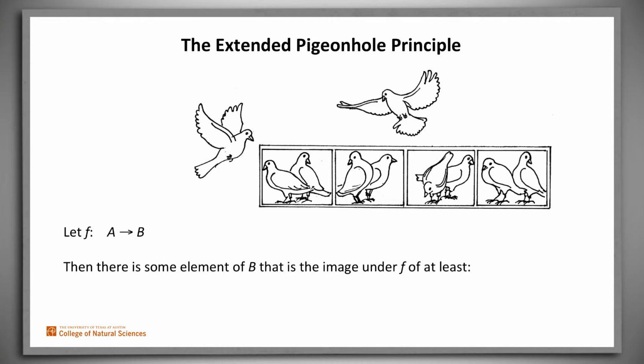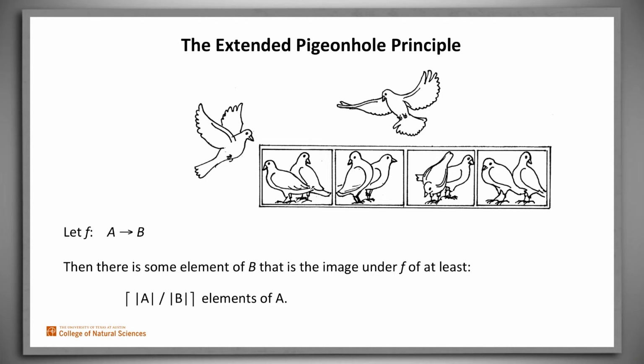Okay, now we can state the extended pigeonhole principle. Suppose that there's a function f that maps from A to B. What can we say about the crowding that we'll have to observe in B? To minimize the number of elements that are mapped to any one element of B, we should spread the elements of A out as evenly as possible. But even if we do that, there'll be at least one element of B that contains at least the number of elements of A divided by the number of elements of B, take the ceiling of that, elements.